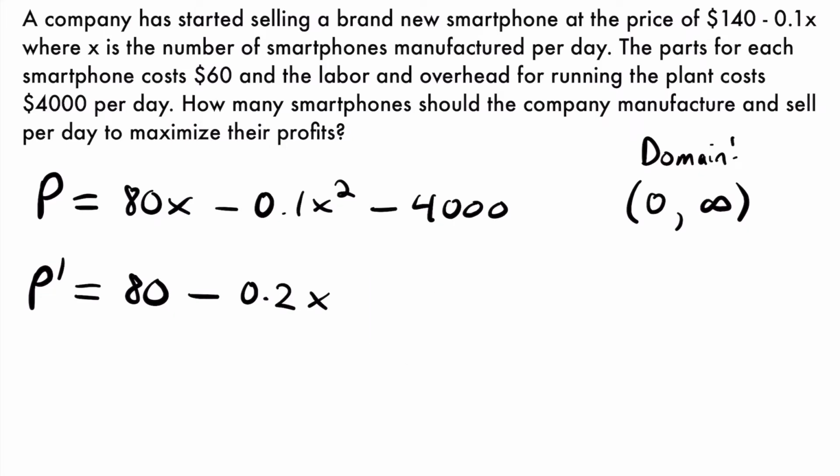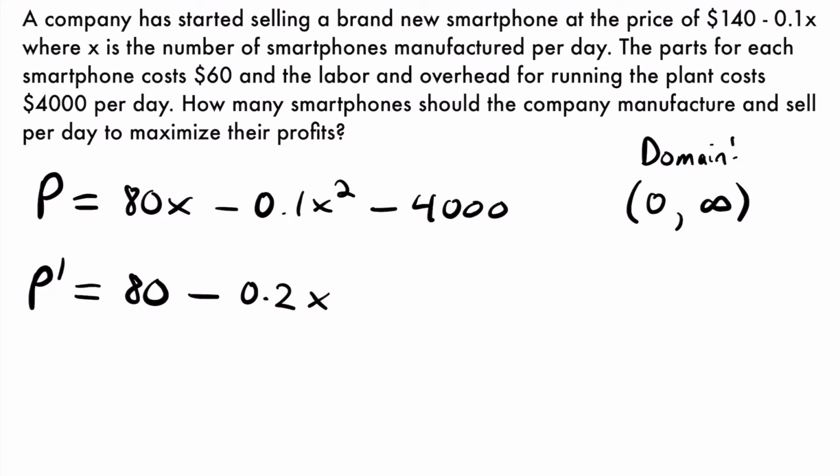All right, and so now that we have taken the derivative of our profit equation, we want to set this equal to 0 and then solve for x, and that will tell us the number of smartphones that the company should produce and sell per day in order to maximize their profits. Right, because what we're doing here when we set this equal to 0 is we are trying to find any critical points for this equation where the slope is 0, which is a point for that function that has the potential to be a maximum or a minimum.